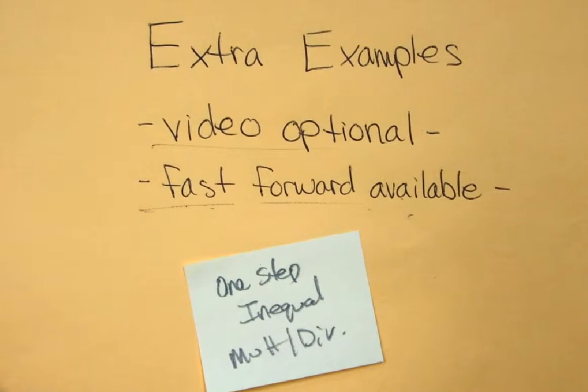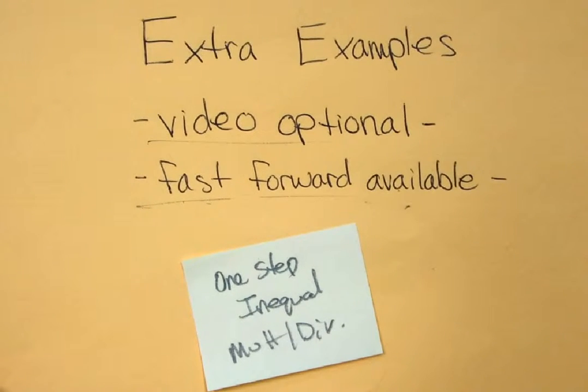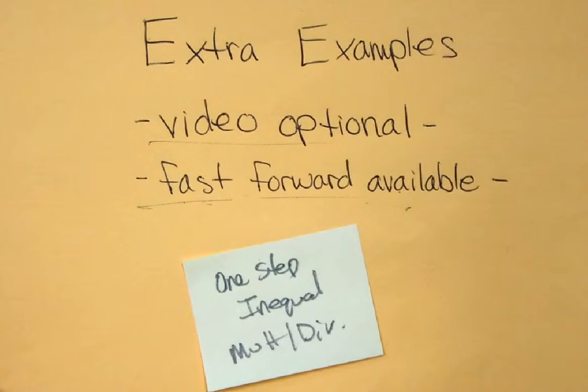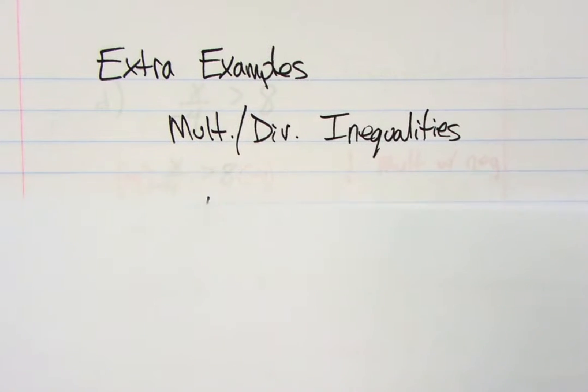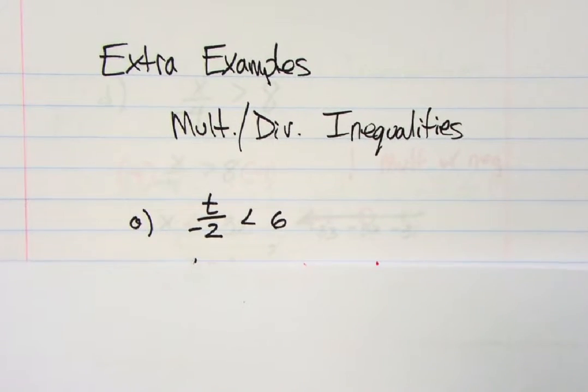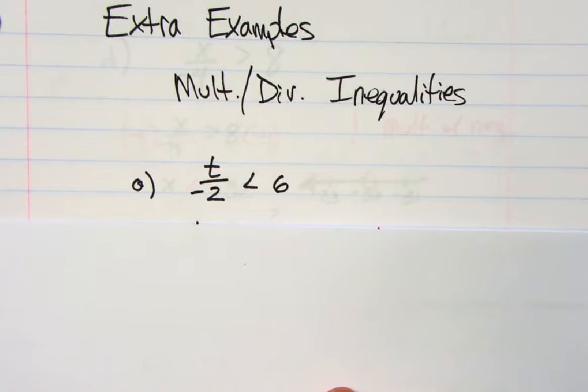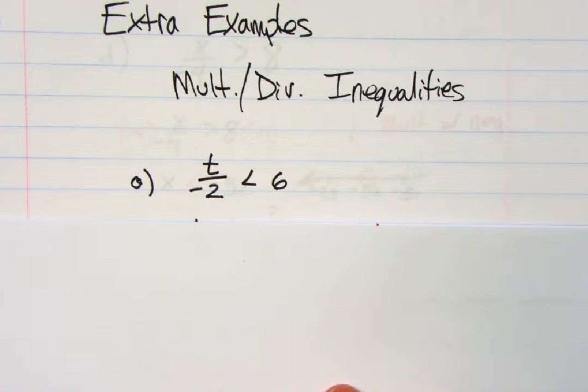Alright, these are some extra examples. I know I kept the other video really short, so here's some extra stuff you might want to take a look at to practice. Okay, so we're doing extra examples of multiplying and dividing with inequalities. Let's start off with this one. Go ahead and try this out and figure out what the answer is.